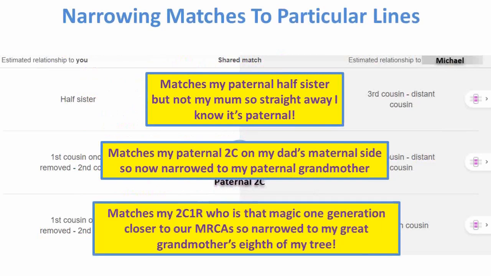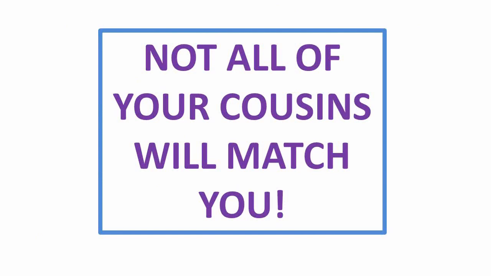And the pièce de résistance is that he's matching my second cousin once removed. Again, he's that magic generation closer to her common ancestors. So it narrows this match with Michael down to my great grandmother's 8th of my tree. That's the only place I need to look for the match. And that is really, really useful when trying to work out connections.